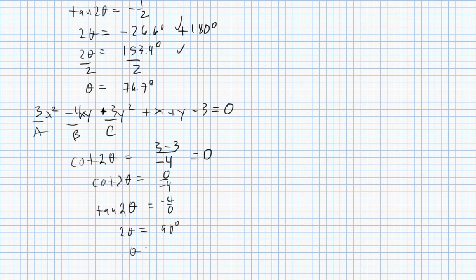Divide both sides by 2. Theta is equal to 45 degrees. So for that conic section, whatever it is, the required rotation angle in order to make it vertical or horizontal neatly is going to be 45 degrees.